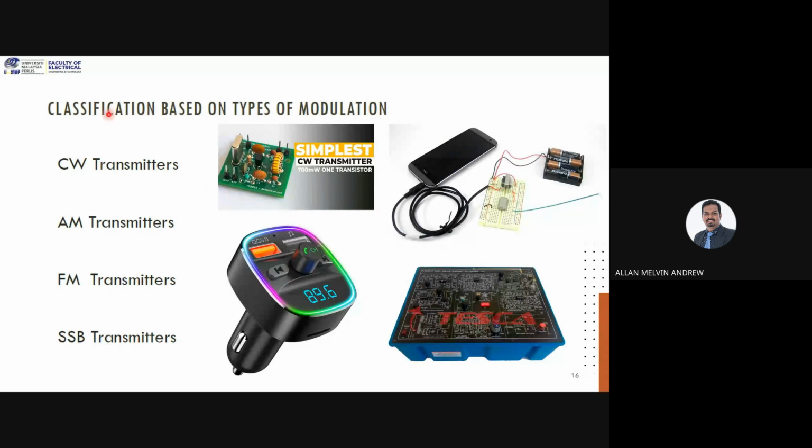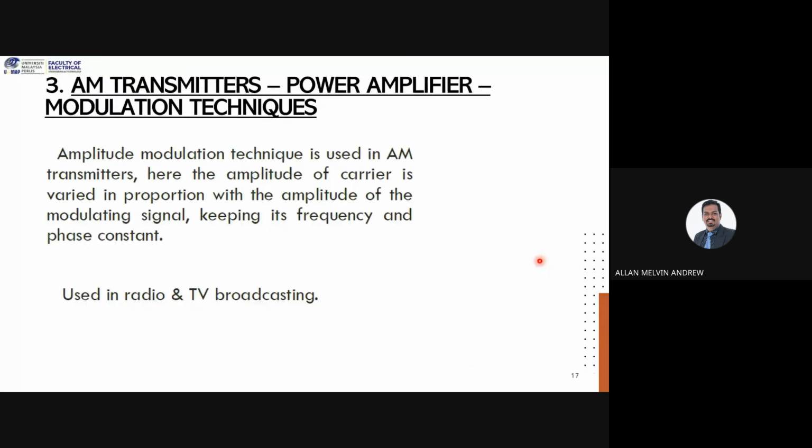Okay, so these are based on the modulation type. So with modulation type we can choose our transmitters. Okay, so third part, we will see some part of AM transmitters. AM transmitters also involve power amplifier and AM modulation techniques. So the AM modulation technique is used in AM transmitters. Of course, the transmitter is using amplitude modulation.